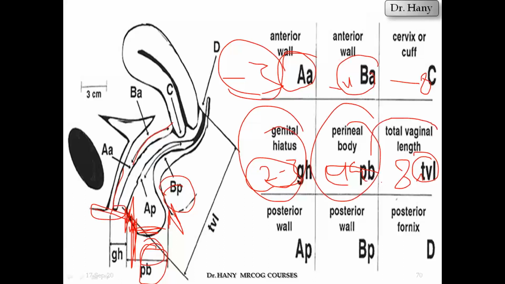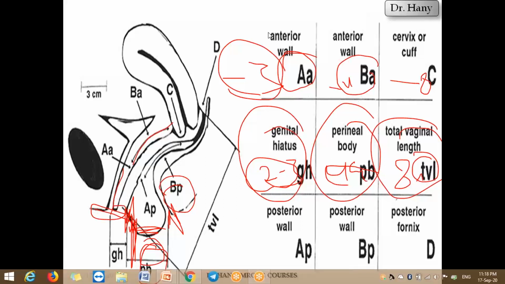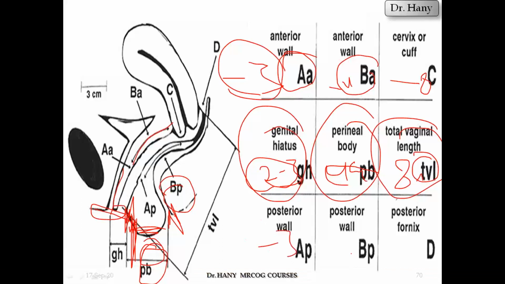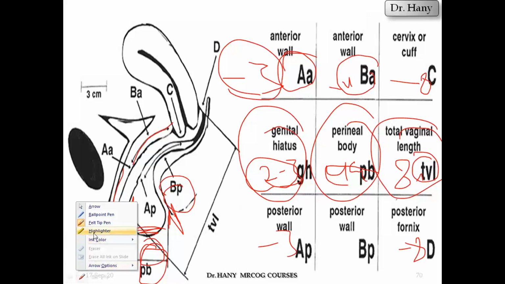The posterior wall is the same. Point A will be at the level of -3 to be normal. Point B is higher than -3, -4, 5, 6, and point D will be at -7 or -8. This is a normal position for the POP-Q. If prolapsed, you will justify according to the stages. Let's go for the stages.